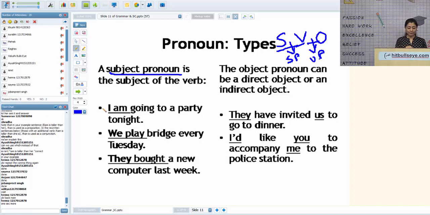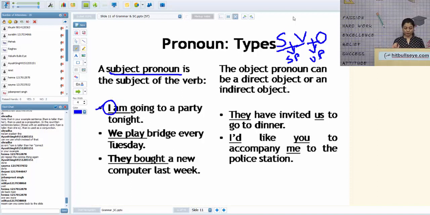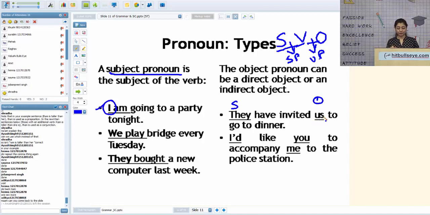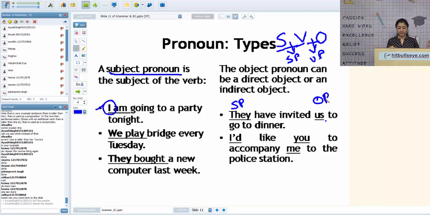So in the first example, I am going to the party tonight. So I will not say me am going to the party tonight, because I is the subject here. So I will be using the subjective pronoun only. But on the other hand, they is the subject, us is the object here. So I will use us and not we here. So you see the difference between subjective pronoun and objective pronoun.